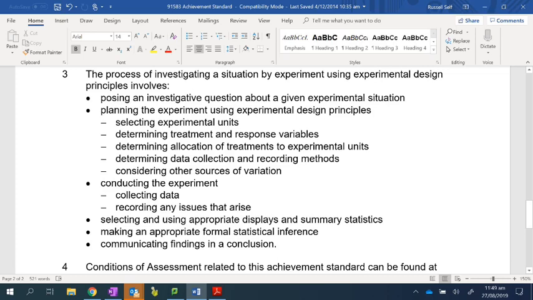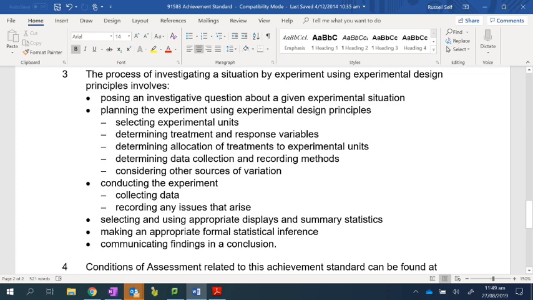Determining the data collection and recording methods. Right? Did I just go and ask a bunch of random people, or did I sit down and do a proper survey? And then consider other sources of variation. What might be affecting your study and your group?